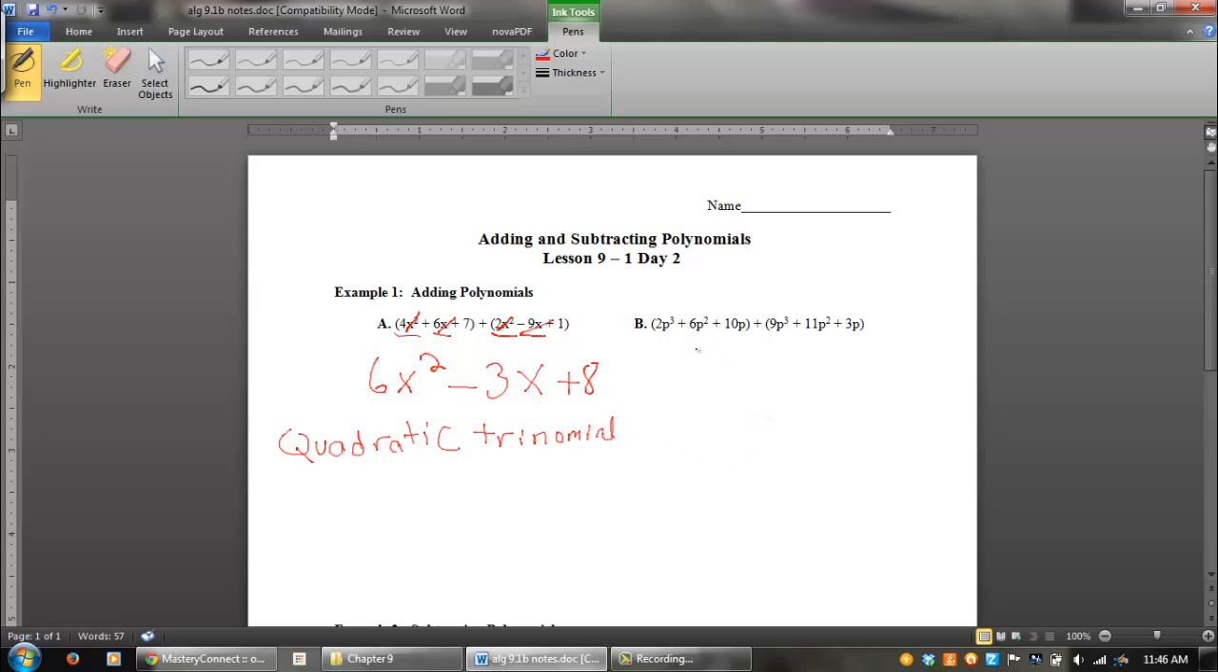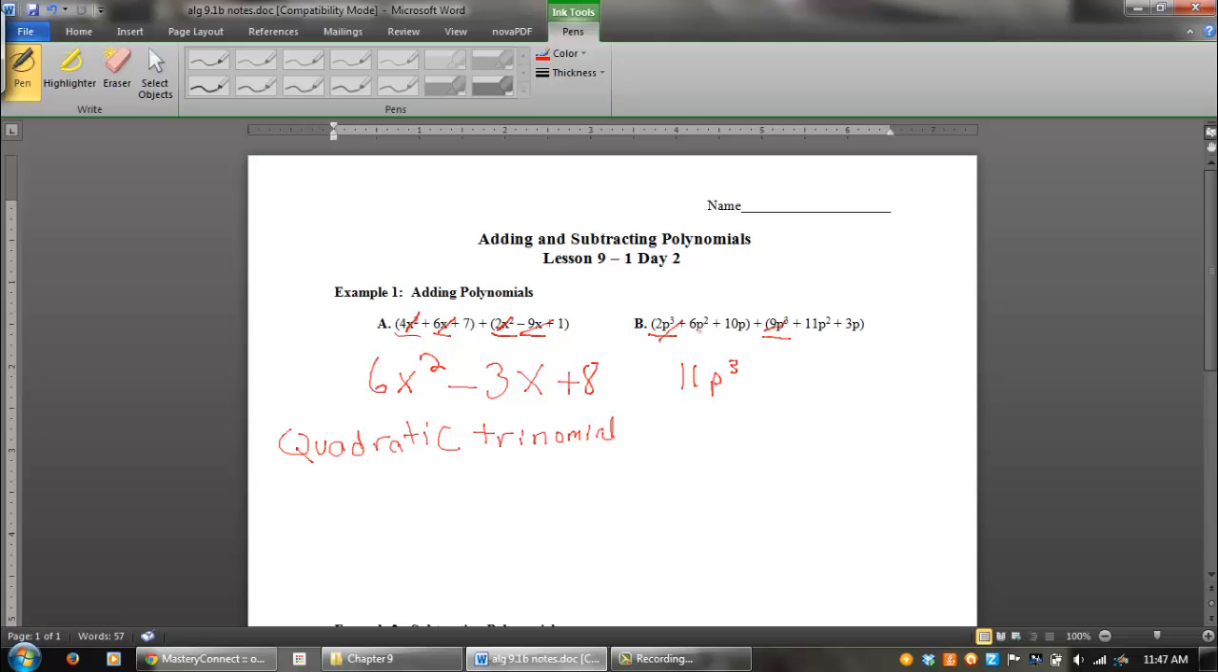Alright, let's look at the next one. A plus sign in between means we're adding. So we have a 2p to the third power and a 9p to the third power. When we add those two together, they're both positive, so we get 11p to the third power. Okay, that takes care of our third-power terms.